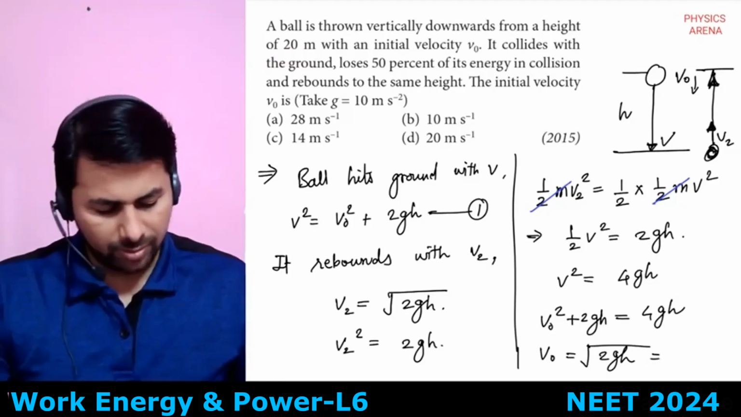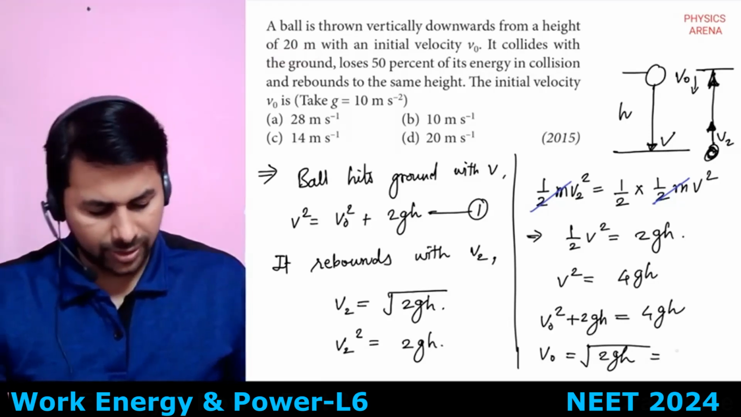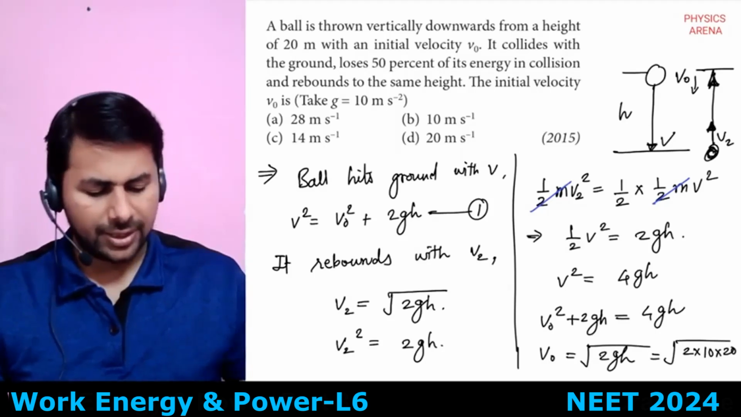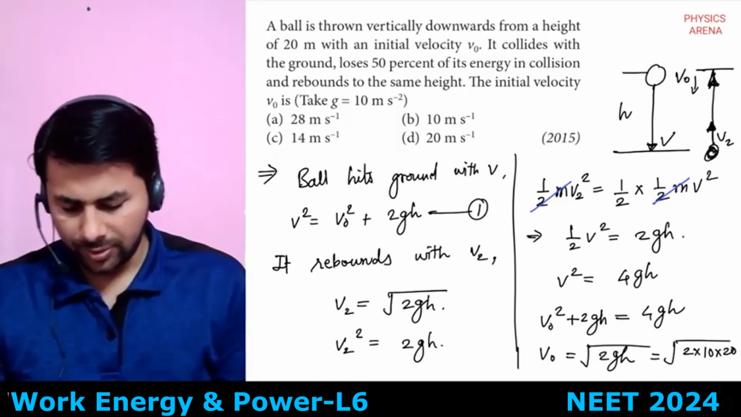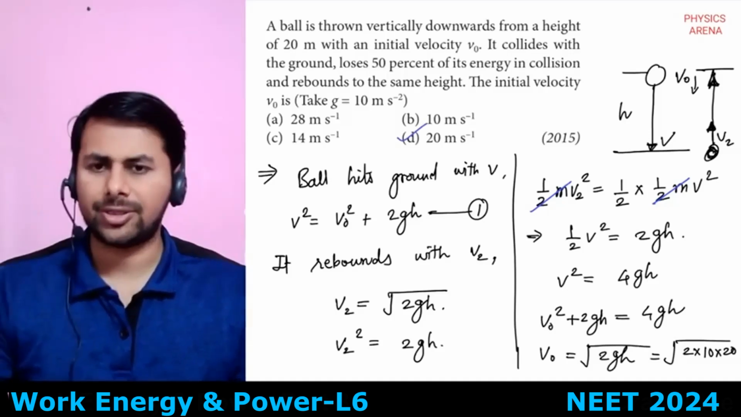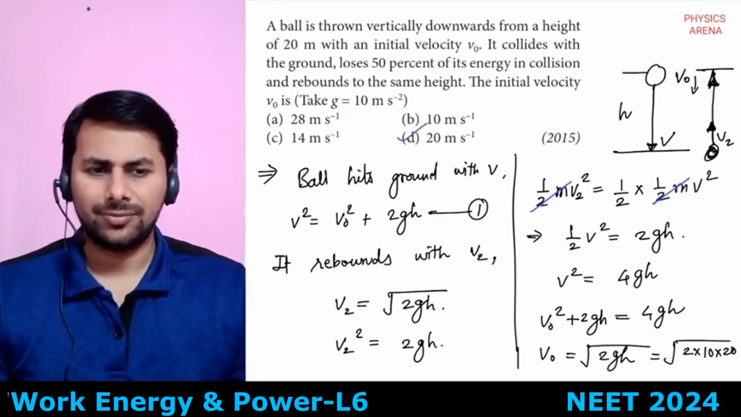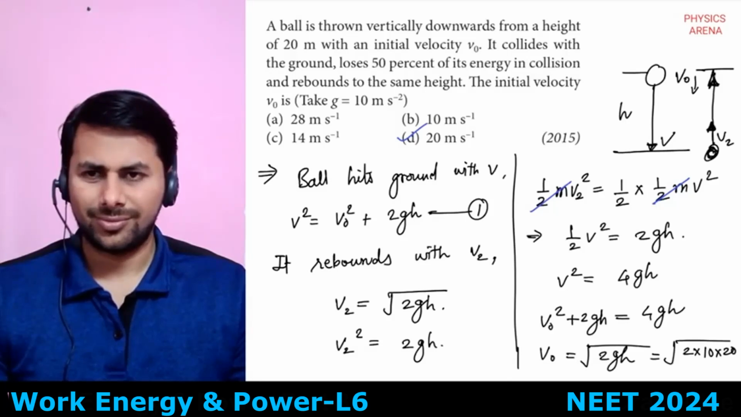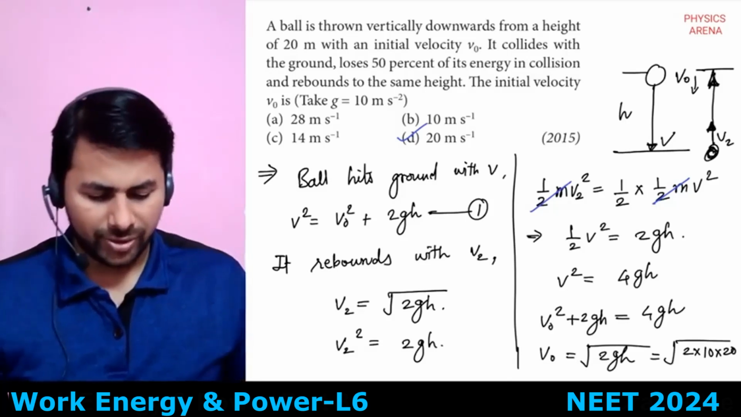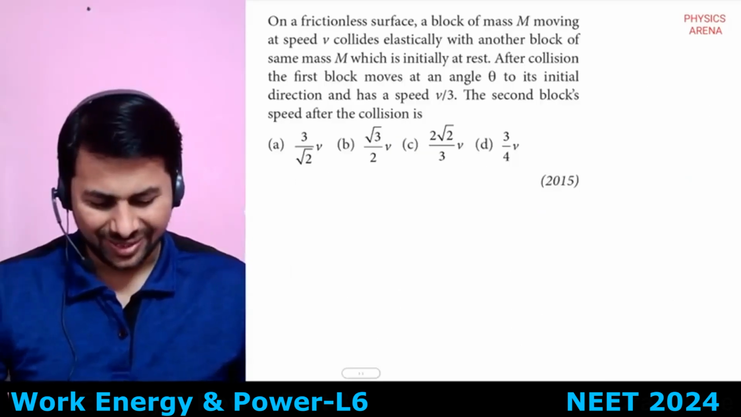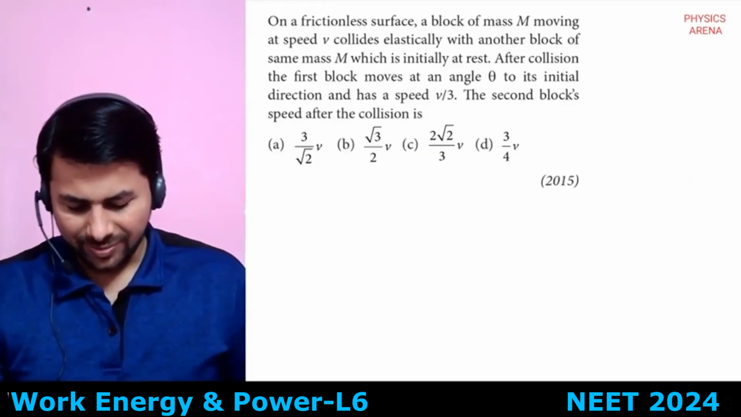Height is 20 meters. Put that height. So it is 2 times 10 times 20, 20 times 20. So the answer would be 20 meters per second. Is it clear? Good, because we have done a few things in this question. All right, let's see the next one.